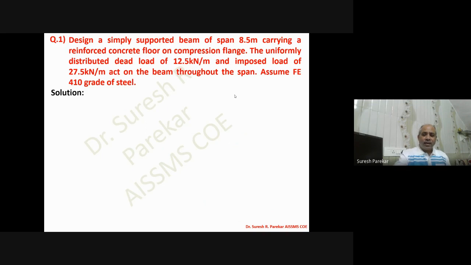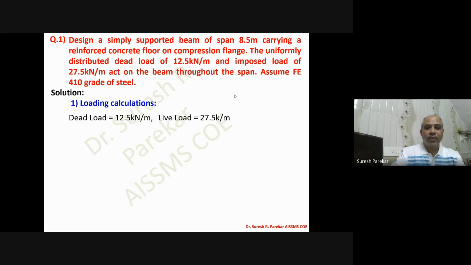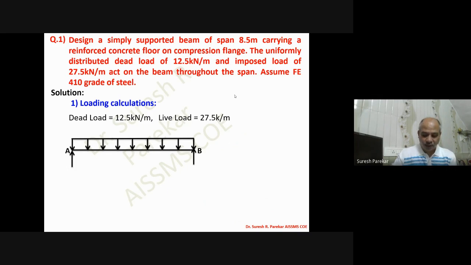Now we are with the first, loading calculations. Dead load is given, live load is given. So we have dead load 12.5, live load 27.5, and from this we will get the total load that is equal to 40 kilonewton per meter. The span is given, 8.5 meters. And then from this we will get the factored load. So 1.5 into 40, that is 60 kilonewton per meter.